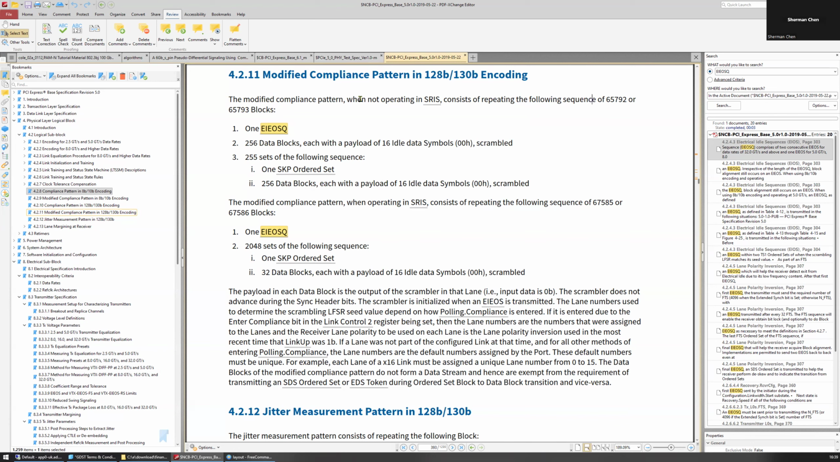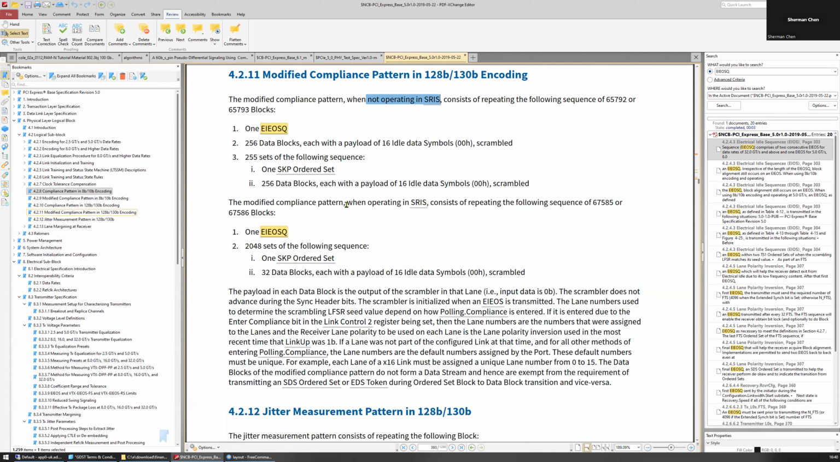And note this is for non-SRIS. SRIS means separate reference clock with independent SSC. So that means SSC is not enabled. That's my understanding. Probably it's not correct. If it's not correct, please correct me in the comments.